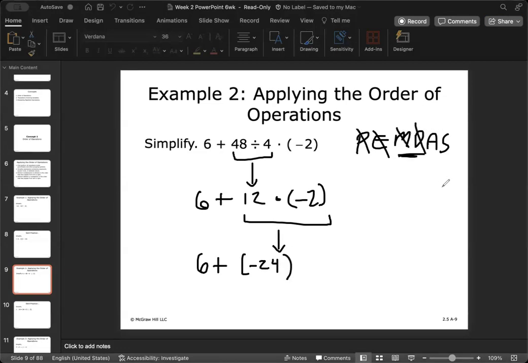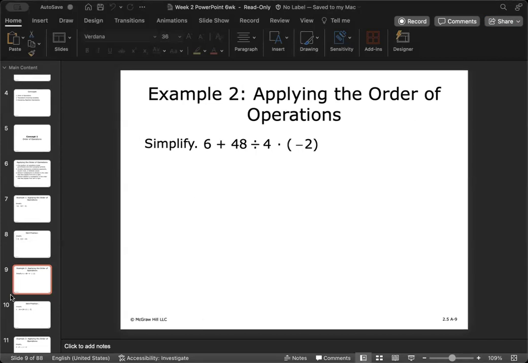So now multiplication is done. Addition, subtraction, we just have addition. So we don't have subtraction, don't have to worry about that one. Do the addition, and this gives us -18. So this one here, the reason for this example is to show you the left-right rule for multiplication and division.